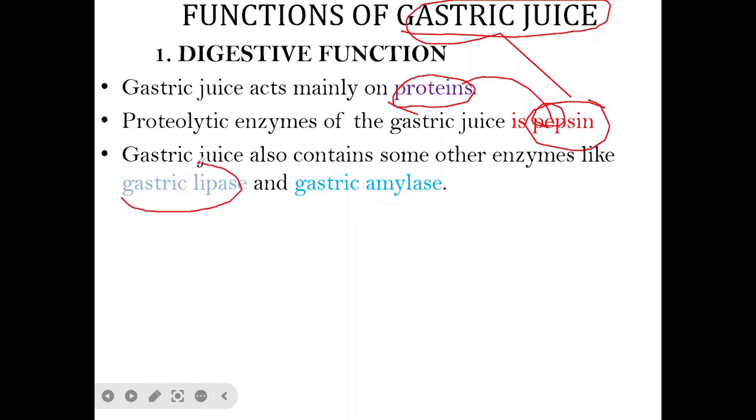In addition to pepsin, it also contains gastric lipase, which is important to digest fat inside the stomach, so fat is also partially digested because of the gastric lipase and also lingual lipase from the oral cavity. But the effect of gastric amylase is very limited, because amylase always requires neutral pH.